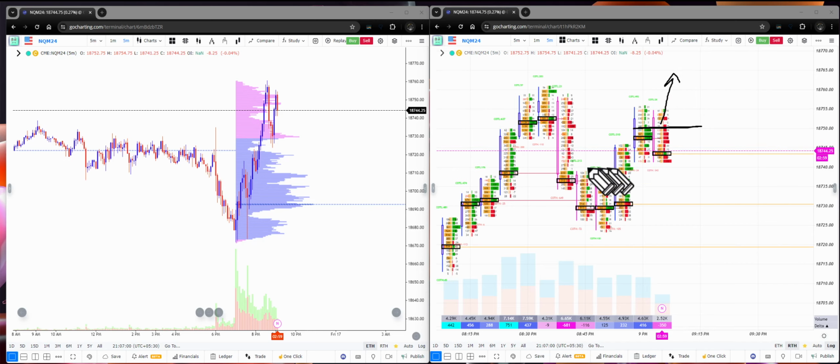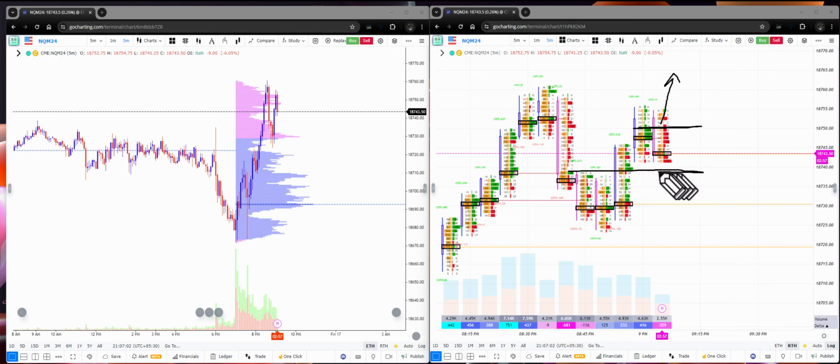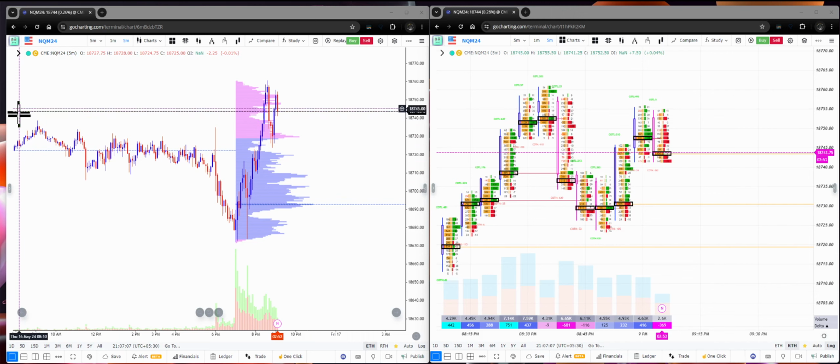So again, it's a similar scenario that we saw. This is the buying that stepped in over here. I'll just draw. If you look at the delta chart and the volume, this is the buying that has stepped in and taken this market up over there.